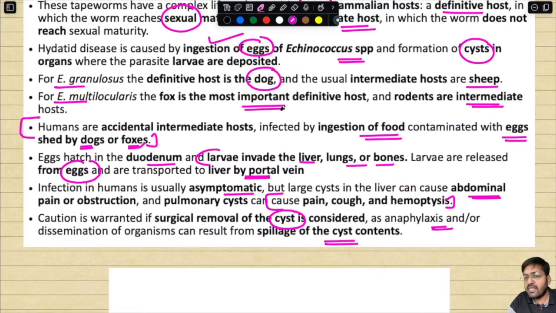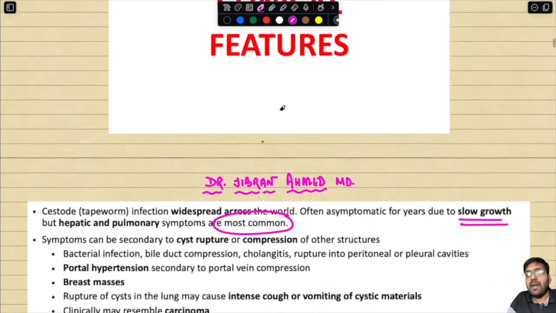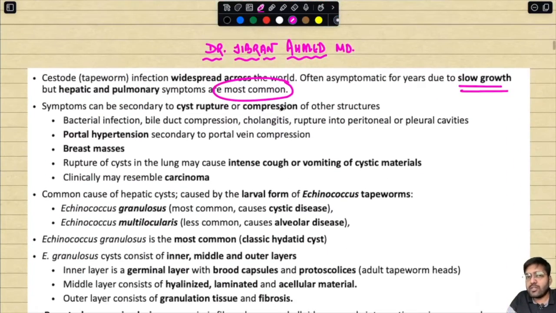So, most commonly the liver is involved, so there will be abdominal pain and obstruction. Or if the lungs are involved, there will be pain, cough and hemoptysis, right? But there can be compression of other organs also. For example, in the liver, as they are growing, there can be compression of the bile duct. Okay, there can be infection of the bile duct, that is cholangitis, or rupture can be there into the peritoneal or the pleural cavity.